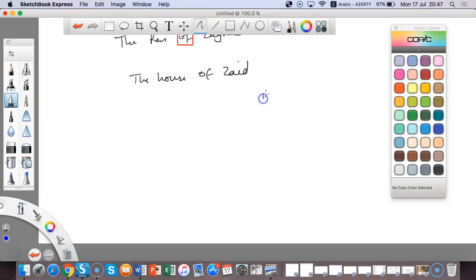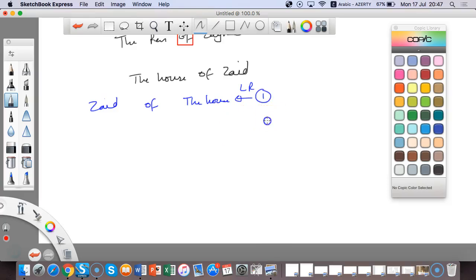So there's 5 steps. So what are the 5 steps? Step number 1, we're going to switch it over from right to left. So again, write this out. The house, write it all together. Then of, then Zayd. The house of Zayd. Right to left. Okay.